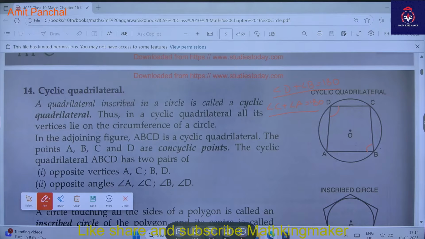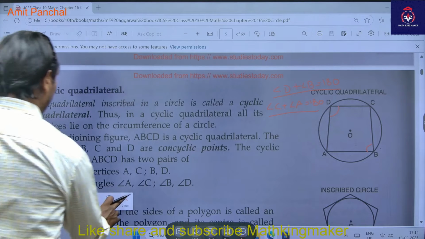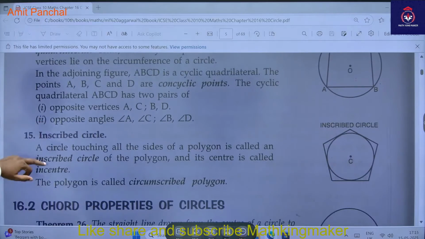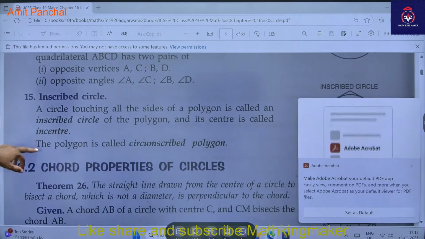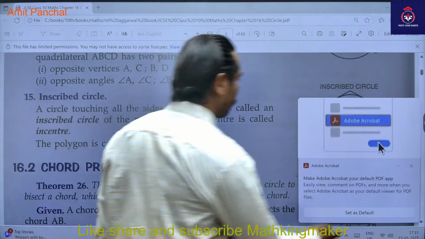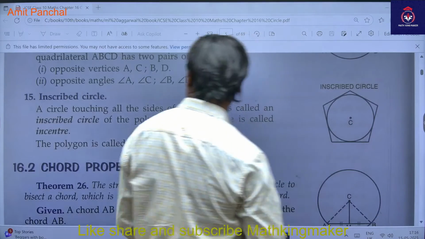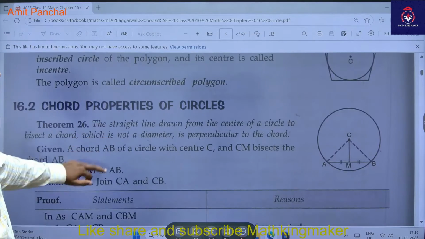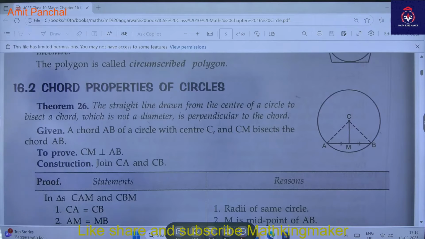Okay. Because this property will be used. Inscribed circle, I already told you. Okay, now chord property, that is a very important property. That is a very important circle theorem.